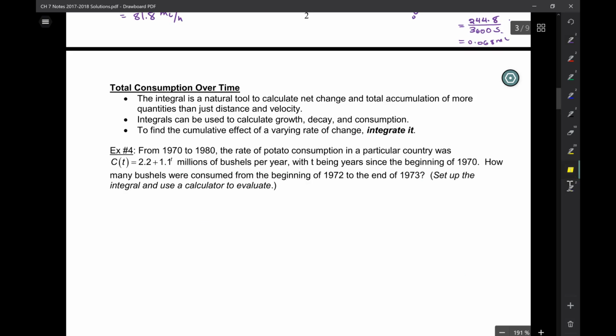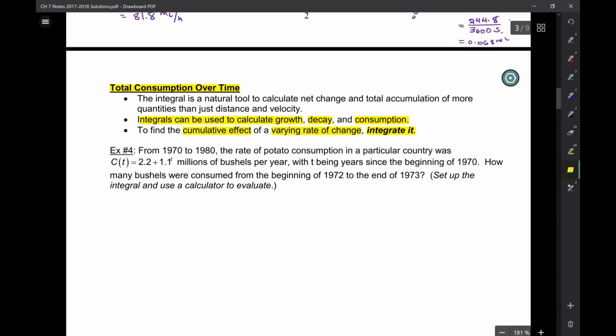One other thing we use integrals for is total consumption over time. So if something is accumulating in value and so on, the integral shows you how much something changed in that time. All right? Integrals can be used to calculate growth, decay, and consumption. To find a cumulative effect of a varying rate of change, just integrate.